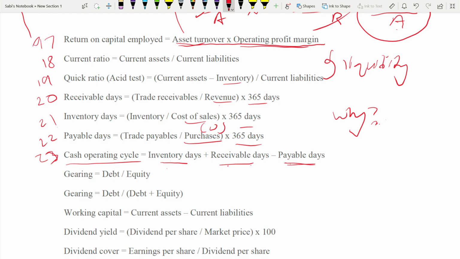How many days does it take you to receive the cash? What is the cycle? So definitely if they ask you cash operating cycle, you have to calculate inventory days, you have to calculate receivable day, you have to calculate payable day. For calculating these three, 1, 2, 3, you have to know the formula here.